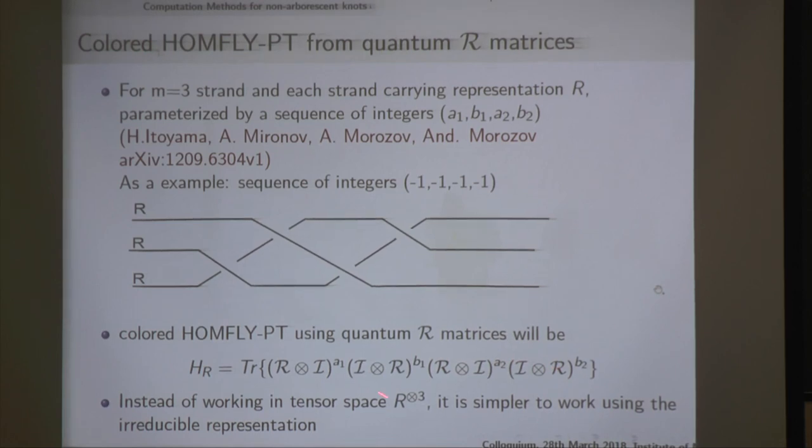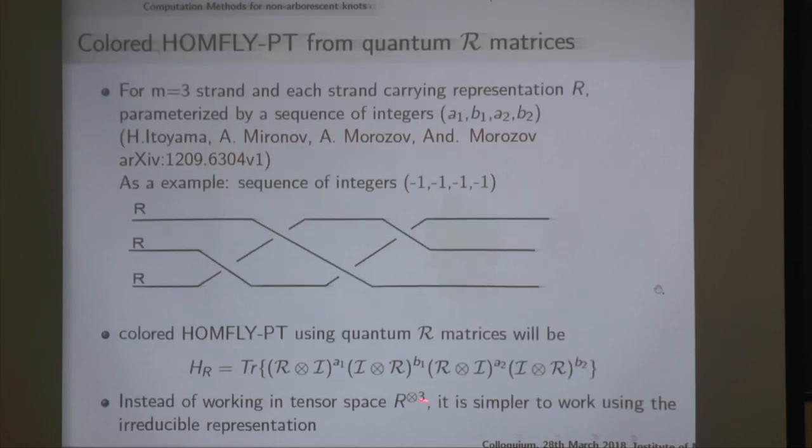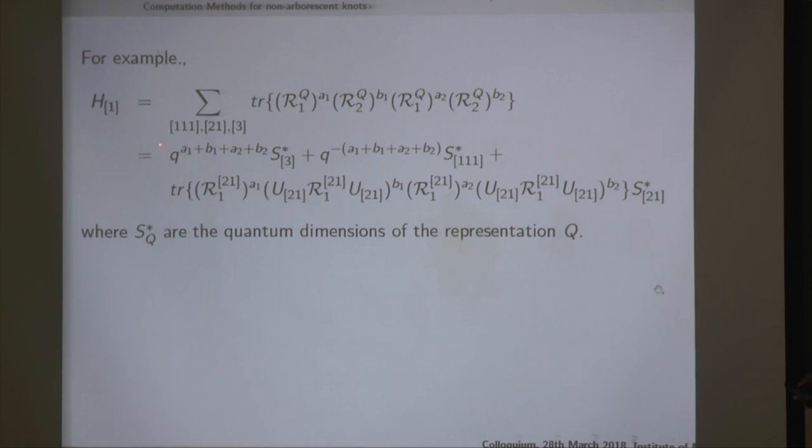So when you want to do this evaluation, if you put a representation R, then you have to take this in the tensor product of R cross R cross R. It's a huge space, so it becomes very, very complicated. The best way to do it is to work in the irreducible representation space. Instead of working on R cross R cross R, you try to write it in terms of the irreducible space, which involves irreducible representation Q. So suppose you take the fundamental, the three fundamental tensor product, you can take the three boxes 2, 1 and 1, 1, 1.